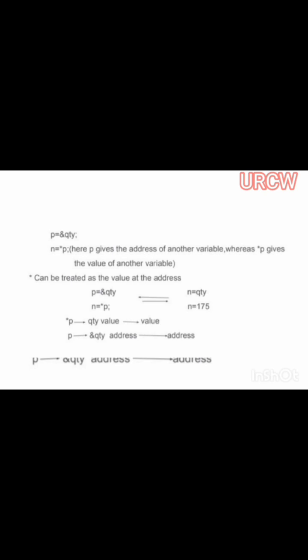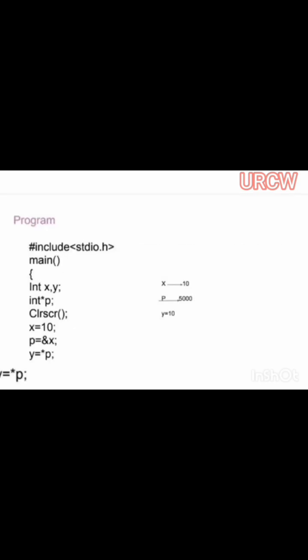p = &quantity, n = *p. It can also be written as n = quantity, so n is equal to 175. *p is the quantity value, which means it stores the value. p = &quantity means it shows the address.